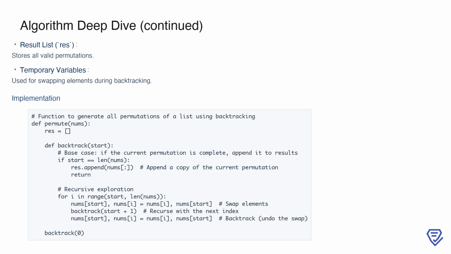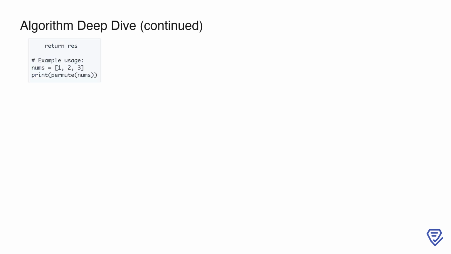Temporary variables are also used during the swapping process to ensure changes can be undone after recursion. The implementation begins by defining the function permute, which initializes the result list and contains the recursive backtracking function definition. The helper function handles both the base case, where permutations are appended to the result list, and the recursive exploration, where elements are swapped and the function is called on the next index. This structure ensures that all permutations are explored and stored efficiently. The function concludes by returning the result list containing all permutations.